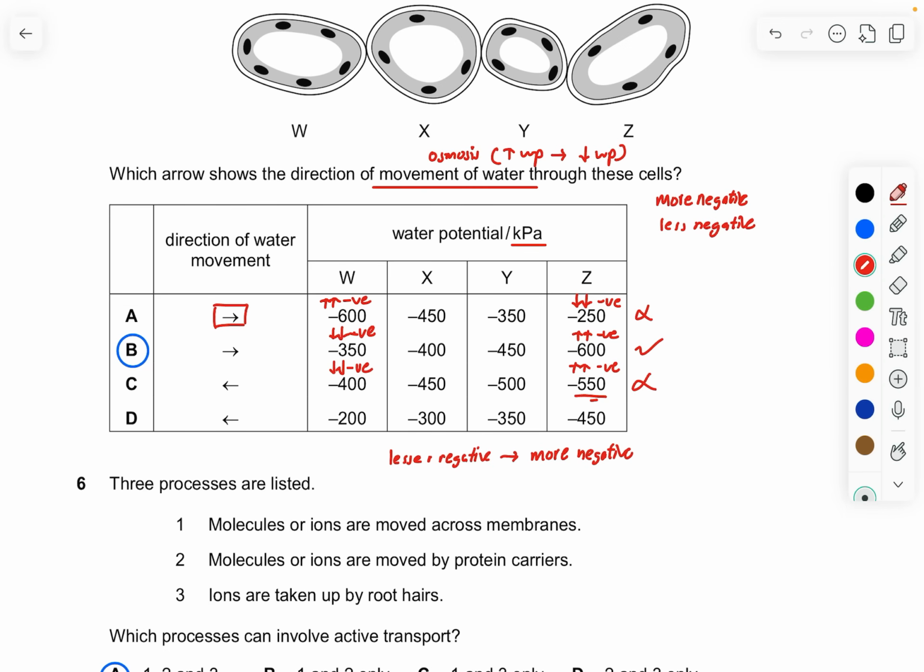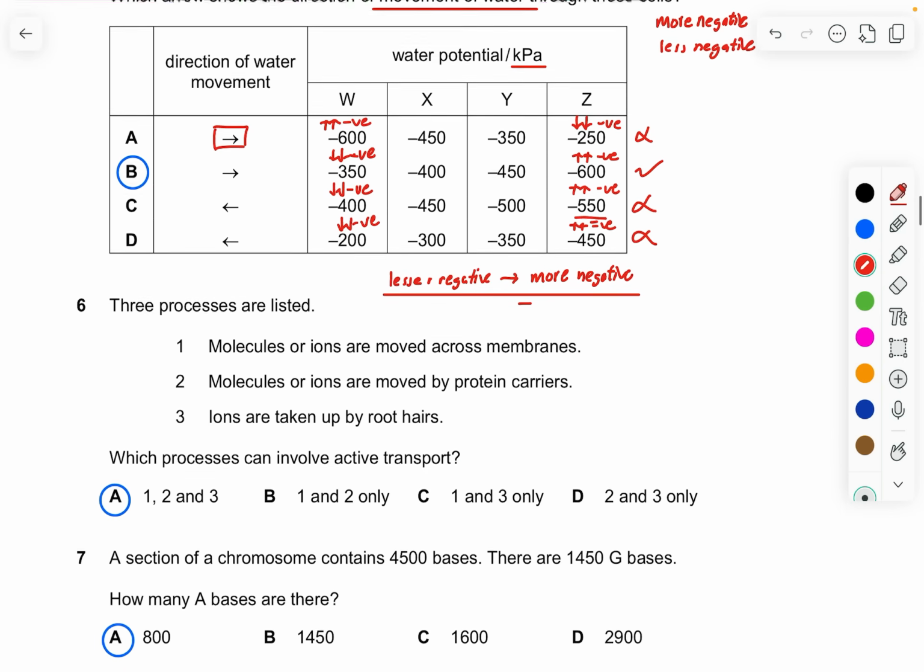So for D, it's also moving to the left hand side. Minus 450 is more negative, and minus 200 is less negative. So this is also wrong. So the answer is B. So keep this concept in mind: lesser negative means it's nearer towards the positive line.